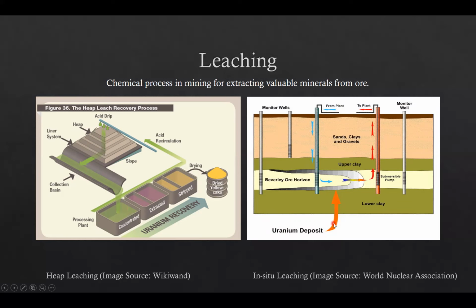While in in situ leaching, we have these wells. From one of the wells, we inject some chemical into the earth, and from the other well, we take that chemical out, which has the dissolved mineral in it, and it is very common in uranium deposits. Heap leaching is also known as acid leaching, while in situ leaching is also known as in situ recovery or solution mining.